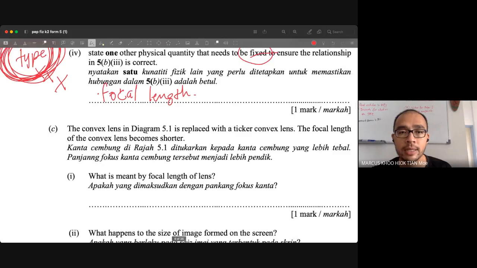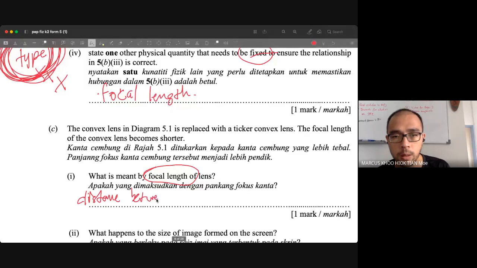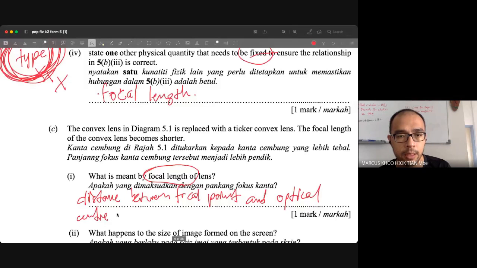Okay, focal length for the lens. The convex lens is replaced with another lens. The focal length becomes shorter. What is meant by the focal length of the lens? This is another definition yang memang tidak boleh bertukar-tukar lah. It is the distance between focal point and optical center of the lens.